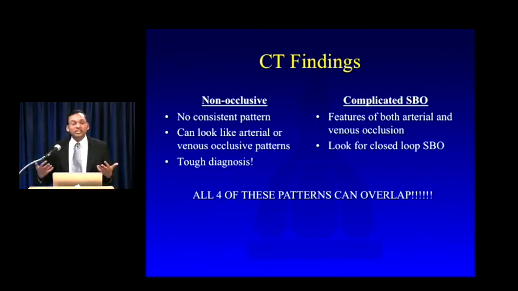They have severe symptoms, and if you know those symptoms and you know their clinical history, then you can often come down on the right diagnosis. And then finally, complicated small bowel obstructions can have features of both arterial and venous occlusion.